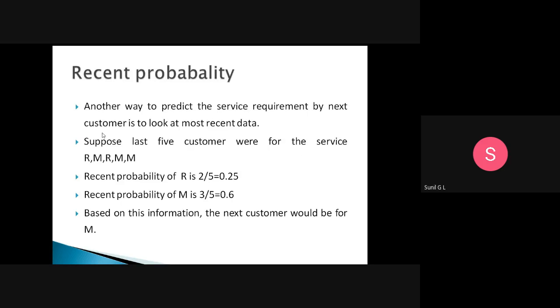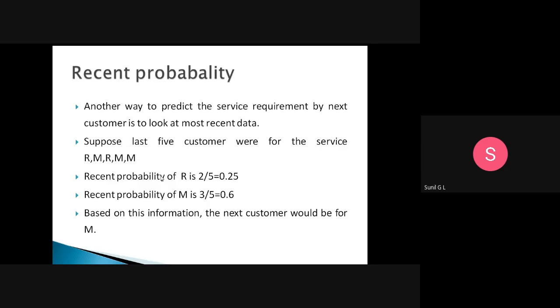The next one is recent probability. Another way to predict the service required by the next customer is to look at the most recent data, which here is the last 5 customers and what service they have taken. Suppose the last 5 customers' services were haircut, manicure, pedicure, haircut, manicure, pedicure. This is the sequence. In that, 2 members have taken haircut and 3 members have taken manicure and pedicure.